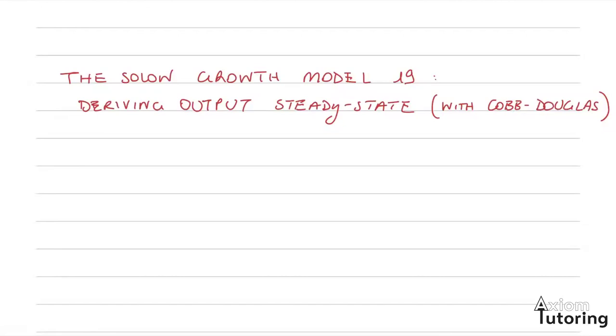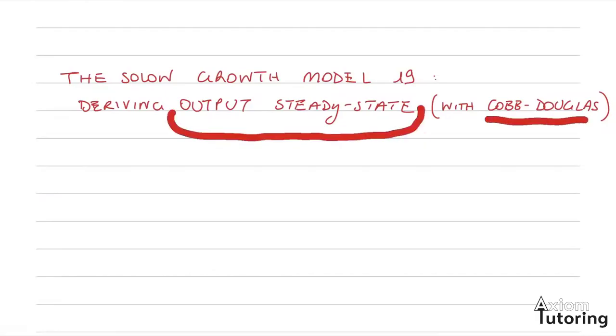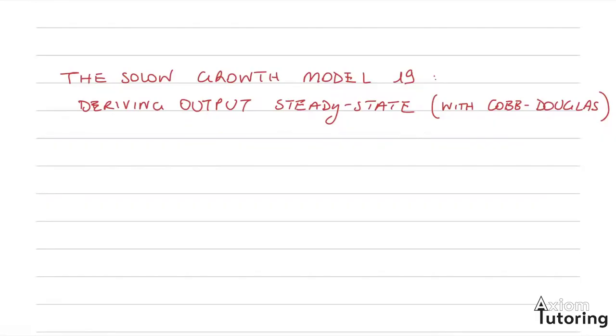Hello everyone and welcome back to this series of videos on the Solow growth model. Specifically in this video, we are going to expand on what we did in the previous video where we derived the capital steady state, and we are actually going to derive the output in the steady state, of course, still using a Cobb-Douglas function.